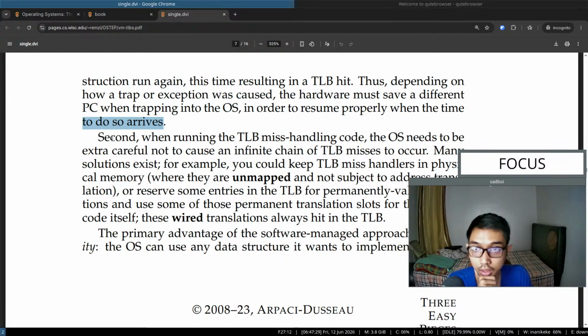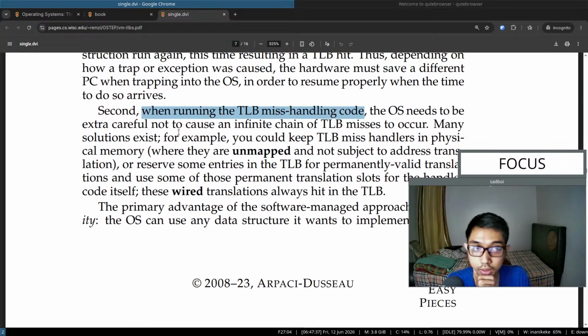Okay. Second, when running the TLB miss handling code, the operating system needs to be extra careful not to cause an infinite chain of translation lookaside buffer misses to occur.